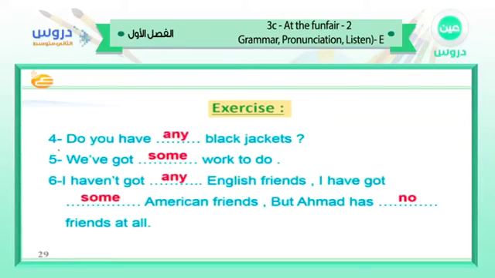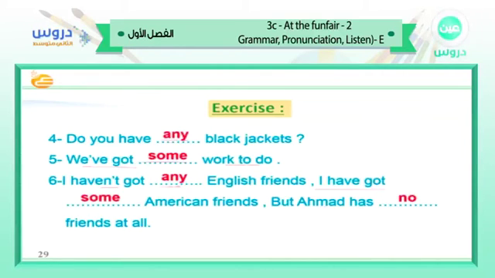Do you have any jackets? I'm asking a question, not offering anything to you, so we use any. We've got some work to do. We use some because it's an affirmative sentence. I haven't got any English friends. It's a negative sentence, so we use any. I have got some American friends. Now we are talking about affirmative, so we use some.